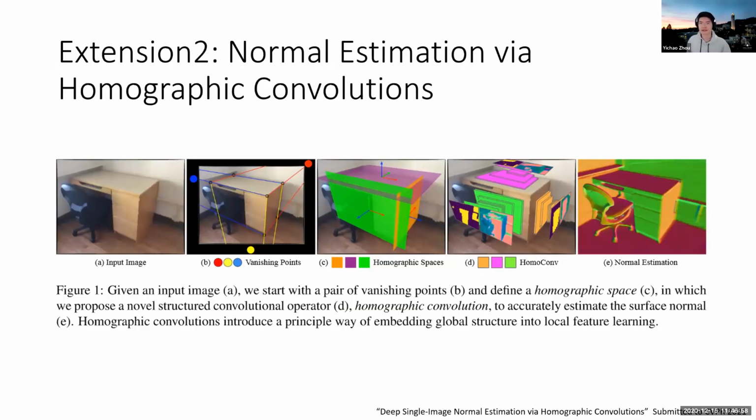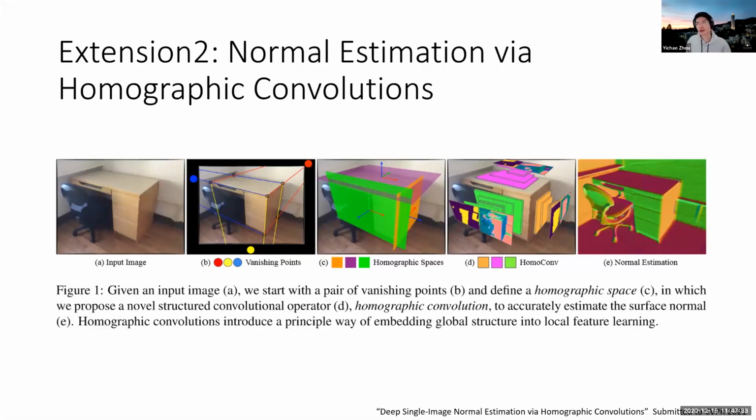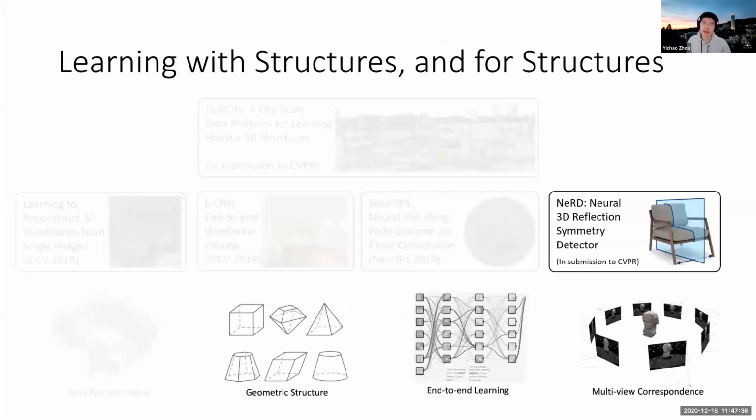Another extension of the conic convolution is what we call the homographic convolution. Instead of being driven by a single vanishing point, you can let it be driven by two vanishing points. That's basically a plane, the horizontal plane. By using the homographic convolution, you can do normal estimation, more like a dense normal map estimation. To get it more accurate, we also submitted this work to CVPR 2021. That basically concludes the things about the vanishing point and conic convolution.